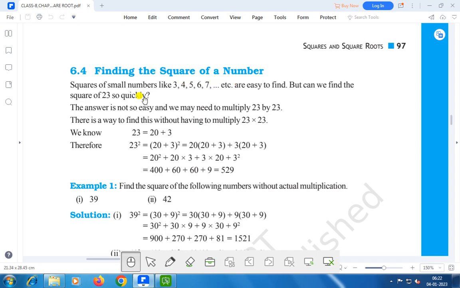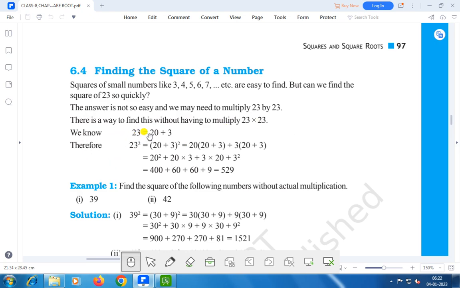Finding the square of a number. Squares of small numbers like 3, 4, 5, 6, 7, etc. are easy to find. But can we find the square of 23 so quickly? The answer is not so easy, as we may need to multiply 23 by 23. There is a way to find this without having to multiply 23 into 23.